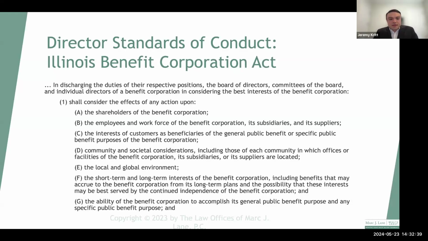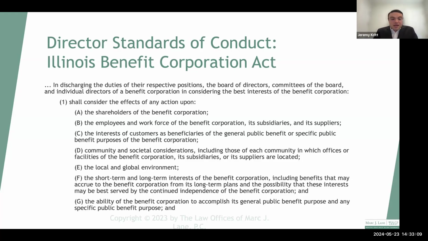Now, the first one, they're the shareholders of the benefit corporation. To be clear, just because the benefit corporation was created to give a tool to not let shareholder primacy and financial value dominate decision-making, this is still a for-profit business form, and shareholder interests still must be considered in any corporate decision.